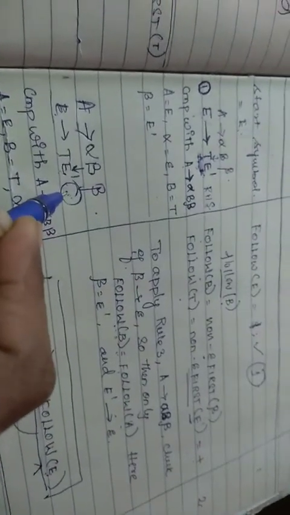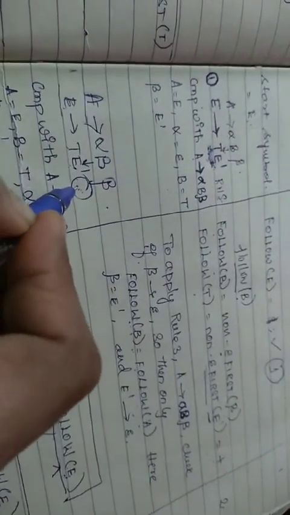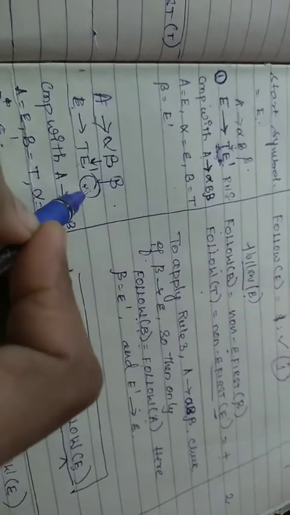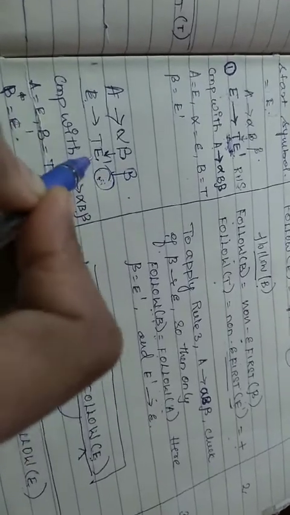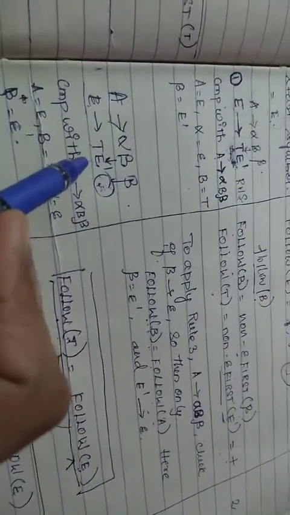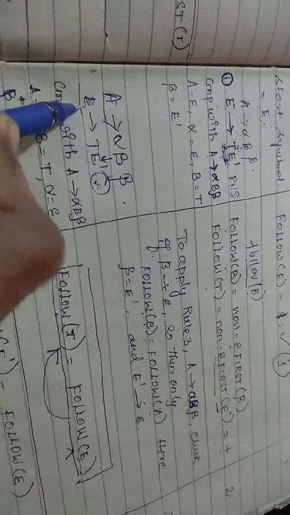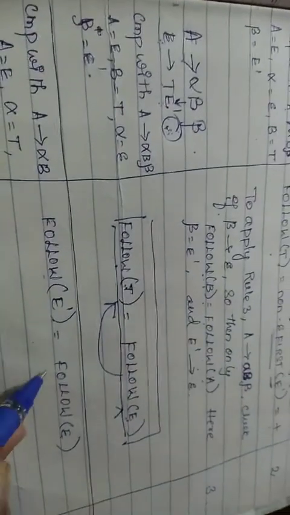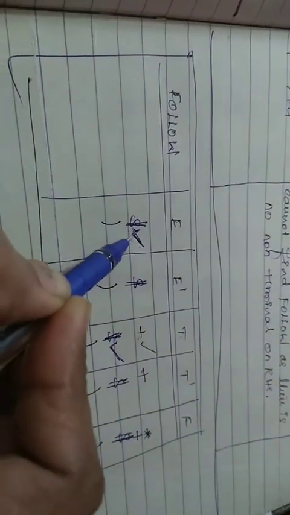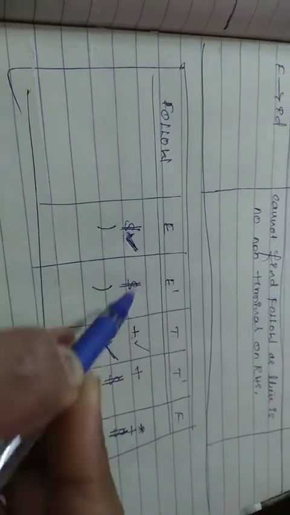I can directly go to the third rule. It is given in the rule that for whichever non-terminal where beta is epsilon, you have to equate it. What does the third rule say? Follow of B equals follow of A. So follow of E dash is equal to follow of E. Whatever is there in E, it will go to E dash also. Right now, what is there in E? That is dollar. That will go to E dash also.